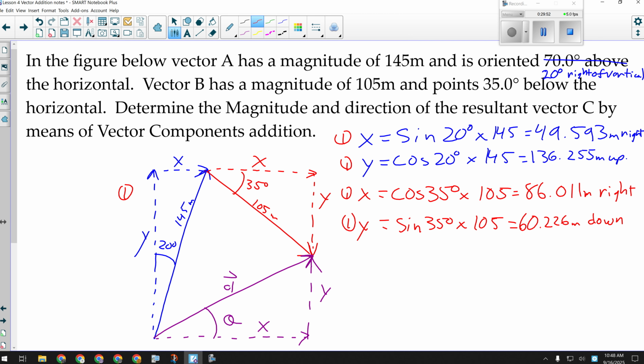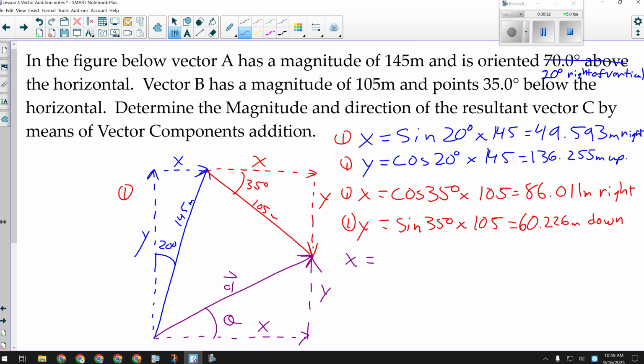Now, what's my next step? I'm still trying to find my purple triangle here. Can I find any parts of my purple triangle now? Let's find x first. Looks to me like purple x just goes to the right. And both of my x components up top here also go to the right. So if I want to find purple x, what do I do with the other two x's? Just add them together. I'm adding the x components. Vector component addition. I found the x components, now I'm putting them together.